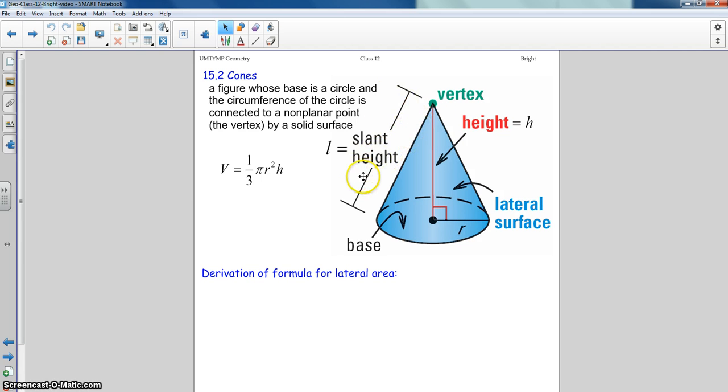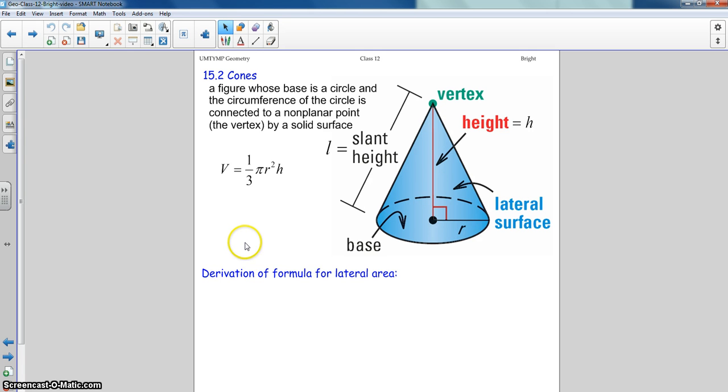Then, as with pyramids, we have a slant height, which we denote with an L. And we have a height which joins the vertex with the center of the circle. And then we have a radius, of course. Volume is given by 1/3 pi r squared h. Very similar to the pyramid, but instead the base is now a circle instead of a polygon.